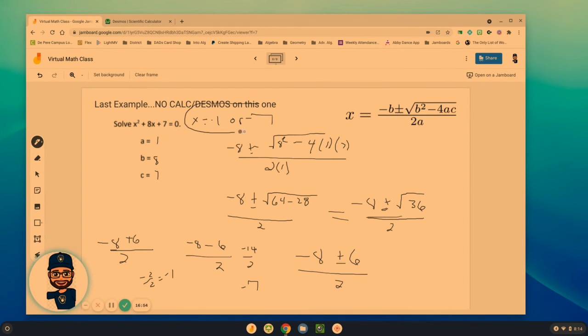So a lot of steps, but the quadratic formula can be very useful and helpful. If you have questions or you need some extra help, please make sure that you reach out.